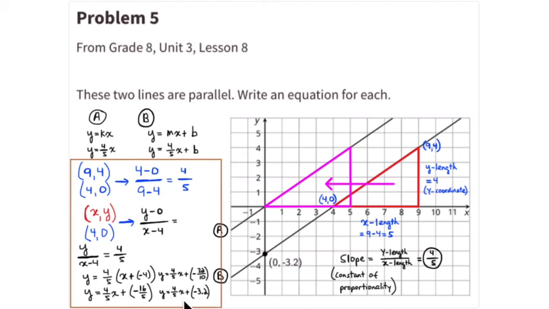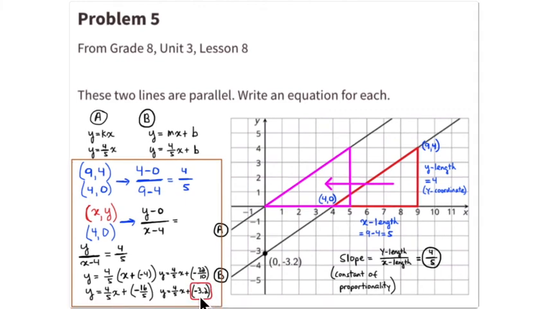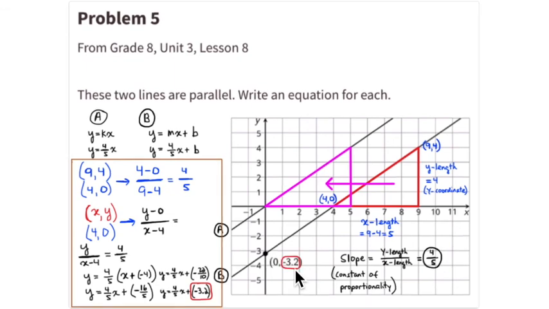So y equals 4/5 x plus a negative 3 and 2 tenths. That's the same as 32 tenths. So there's the negative 3 and 2 tenths. Here's the negative 3 and 2 tenths. So that proves that they are one and the same. And that number, negative 3 and 2 tenths, is b in the equation. So the equation for line B is right here, y equals 4/5 x plus a negative 3 and 2 tenths. And you can rewrite this if you want to as y equals 4/5 x minus 3 and 2 tenths. Those are one and the same things.